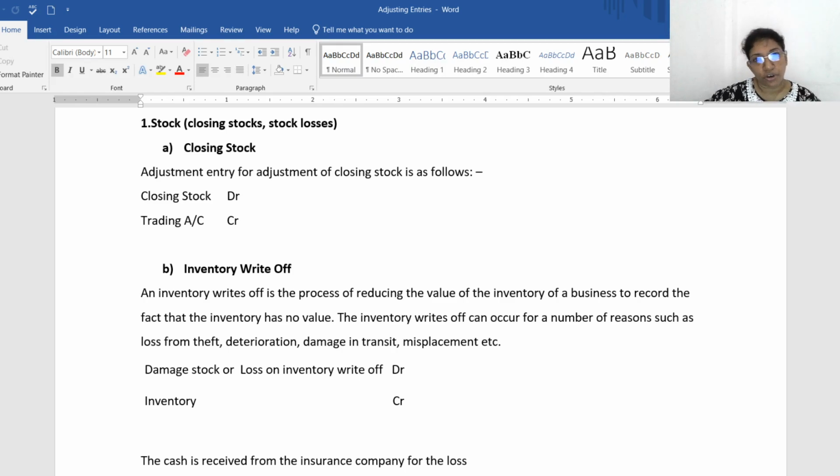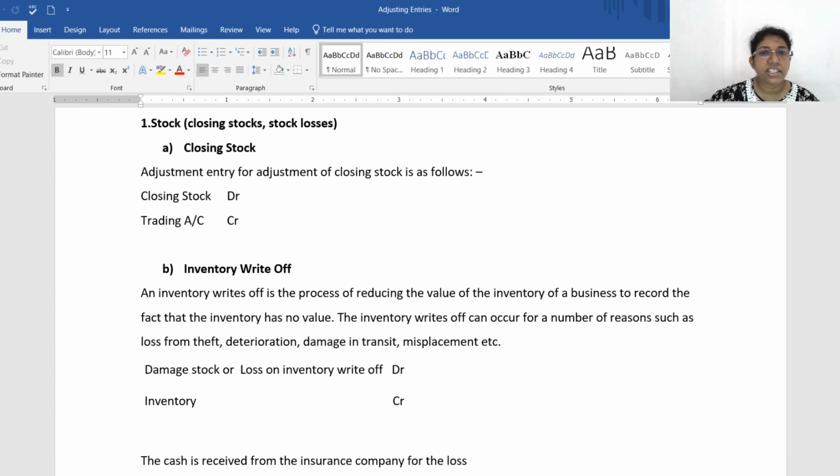Then inventory write-off. When there is a loss, when there is obsolescence, when there is outdated stock, what we are going to record is we are going to write off the inventory, right? This inventory write-off is the process of reducing the value of the inventory of a business to record the fact that inventory has no value. The inventory write-off can occur for a number of reasons, such as I mentioned earlier, the losses from theft, deterioration, right? And damages in transit. Sometimes it can be misplacement.